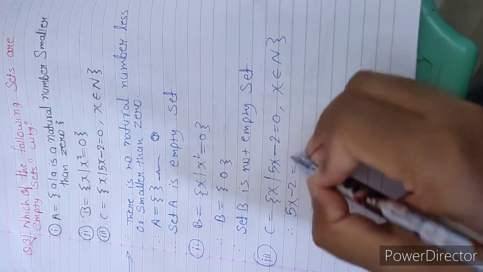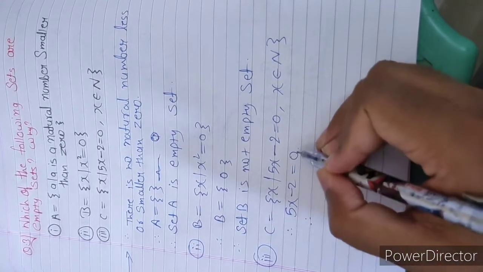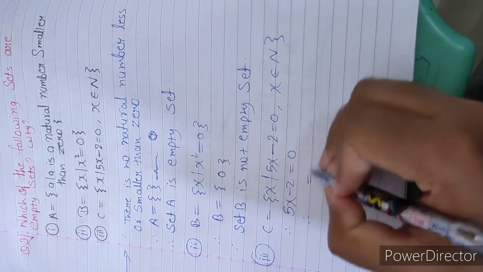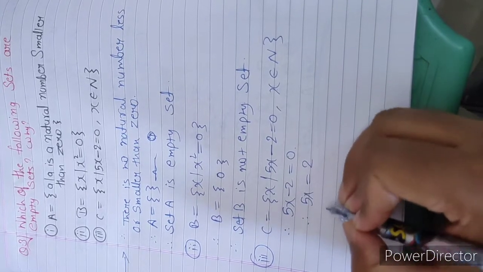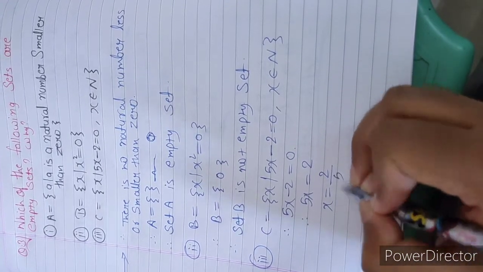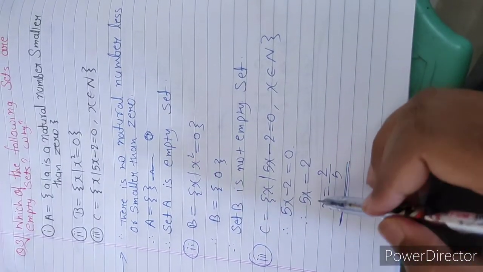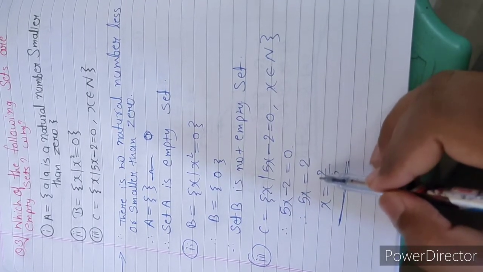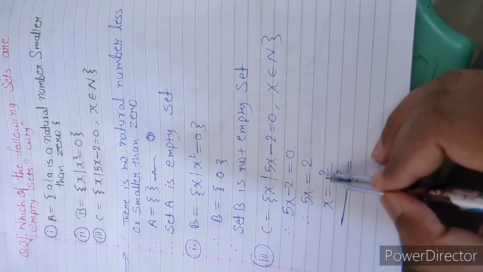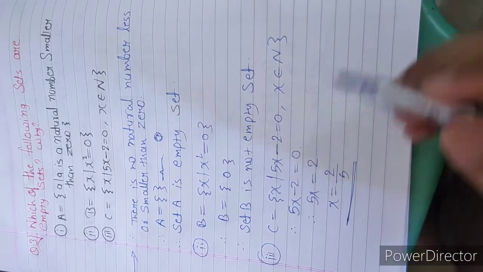5x minus 2 is equal to 0. Here minus 2 will go and convert into plus 2. Okay, then x is equal to 2 by 5. We got the value of x, that is 2 by 5, but as you are able to see here, 2 by 5 is in fraction form.